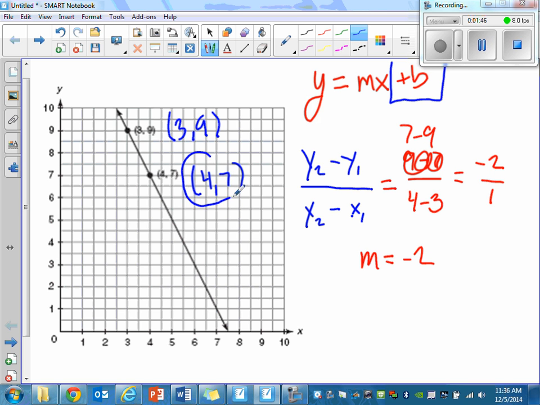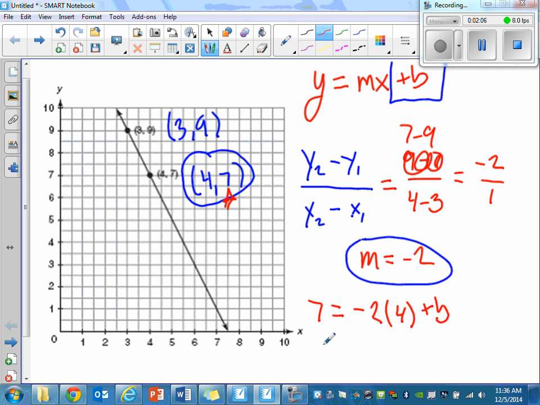So now I can pick one point and the slope, plug it into the y-intercept form. So my 7 is y, my slope is negative 2 times x, which was 4, so I'm just using this point right here, plus b. Now all we have to do is solve for b. So 7 equals negative 8 plus b. To solve for b, we add 8 to both sides. Sorry, I'm running out of room. Okay, b would equal 15. If this was asking for the point, then you would say the y-intercept is at (0, 15).